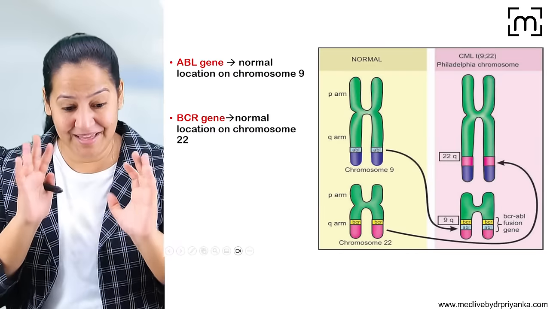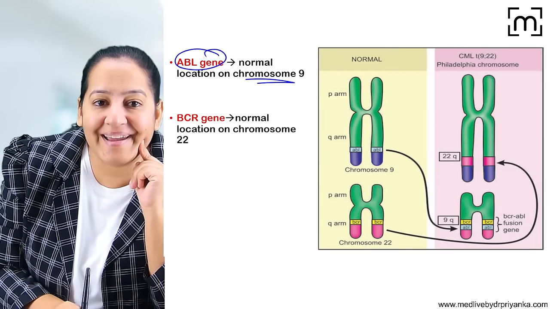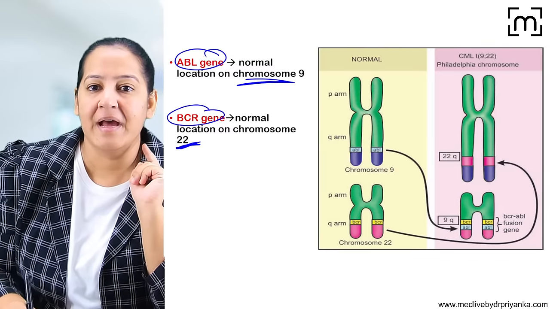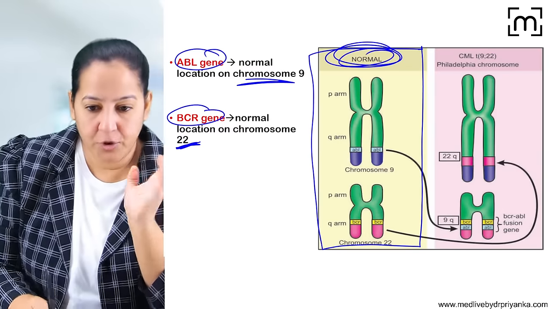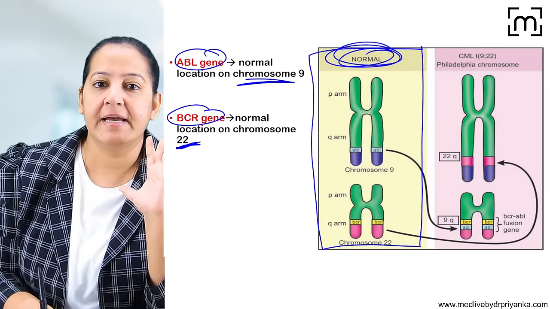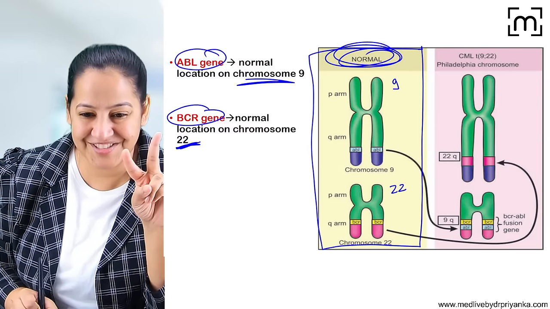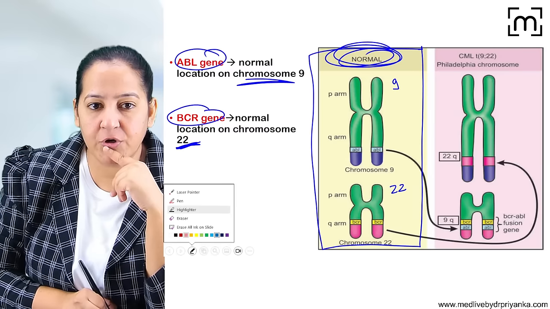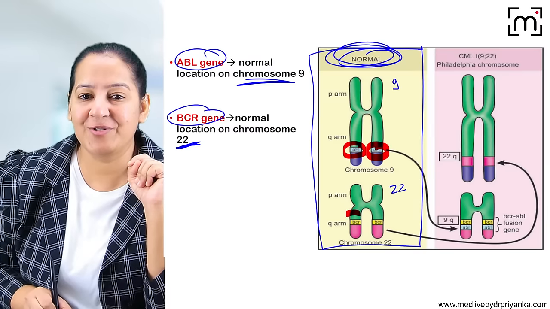Okay, so the same thing is shown to you. Normally, ABL is present on 9 and the BCR gene is present on 22. Let me show you this side. Concentrate on this side. This is normal. Don't see the translocation right now. See the left-hand side first. This is a pair of 9. You can see the 2 chromosomes. And this is a pair of 22. See the 2 chromosomes. I want to highlight one gene on each of them. 9 has ABL. Concentrate. And 22 has BCR.